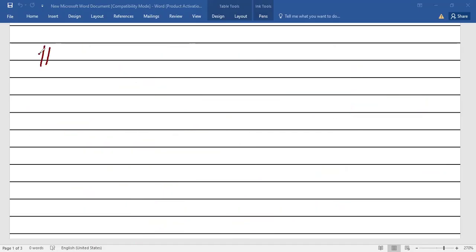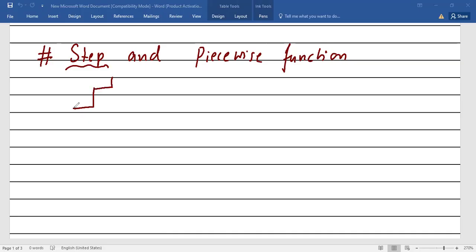So next, our parent function is step and piecewise function. Piecewise functions. So basically, step function means it will look like this. The graph will look like this.